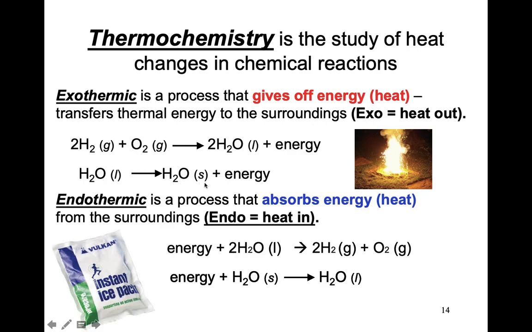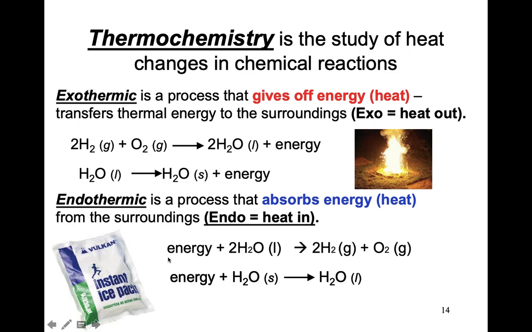Now we'll talk about the other way in a second. You'll see. Now the other way is endothermic. Key words, nice vocabulary words. You should have got them right. Endothermic means it absorbs energy, from the word endo. So good SAT practice when you guys take the SAT next year. So exo is heat out, endo is heat in.